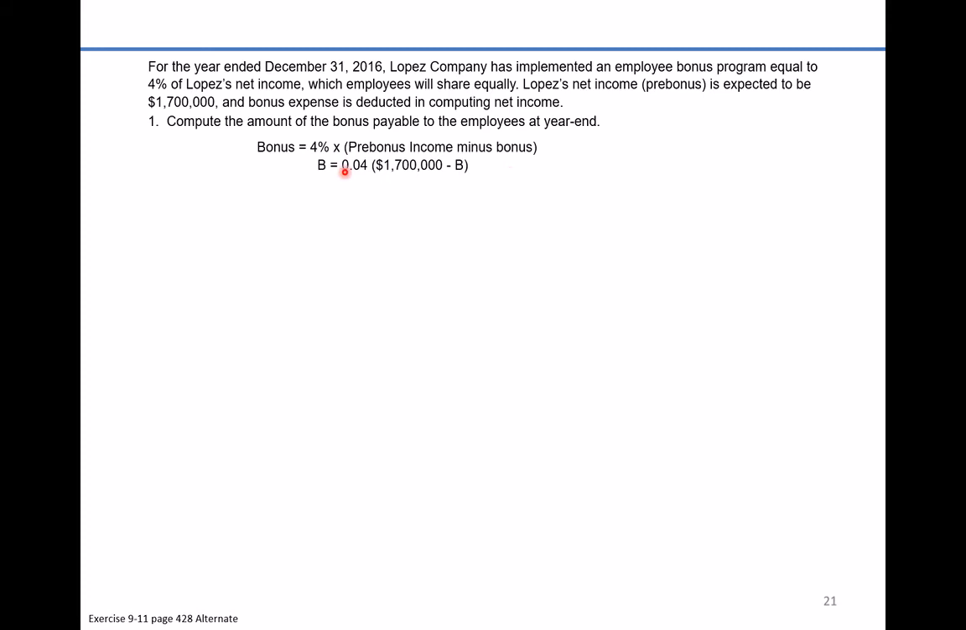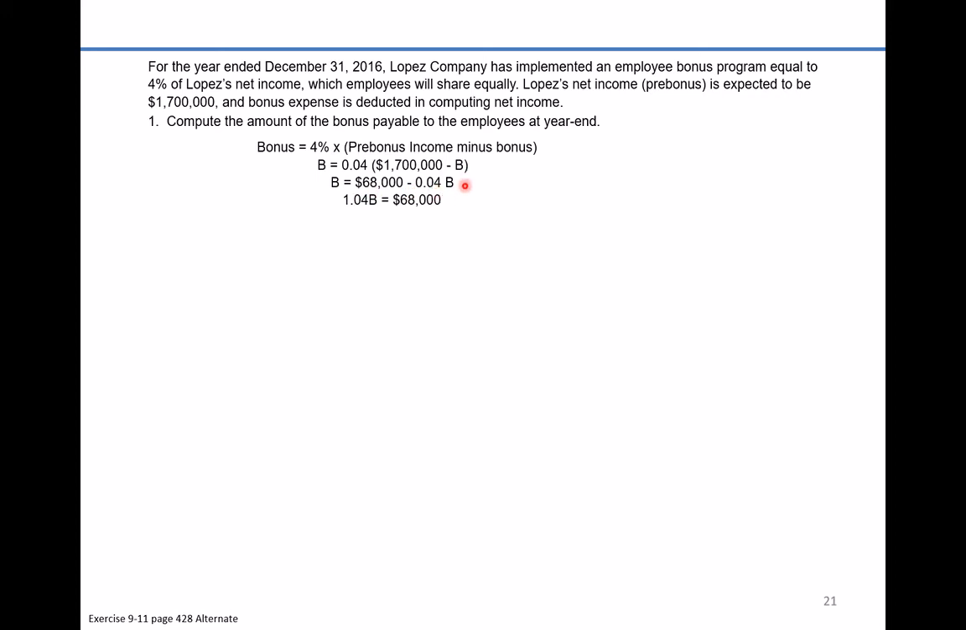Now let's take 0.04 times $1.7 million, and that comes to $68,000, but that's not the bonus yet. Don't let that slip you up. The equation's not solved. The bonus is going to equal $68,000 minus 0.04b. Now we need to simplify the equation even further. Just add 0.04b to both sides of the equation. This b over here is equivalent to 1b. So 1b equals 68,000 minus 0.04b.